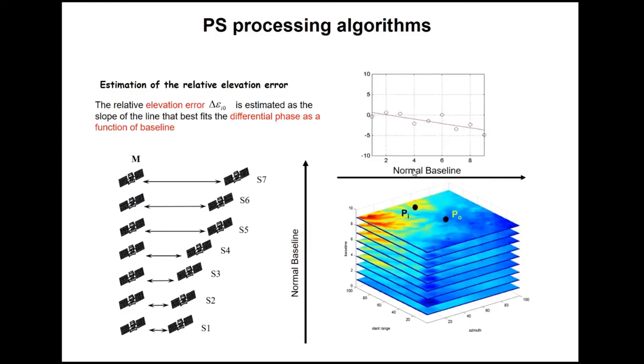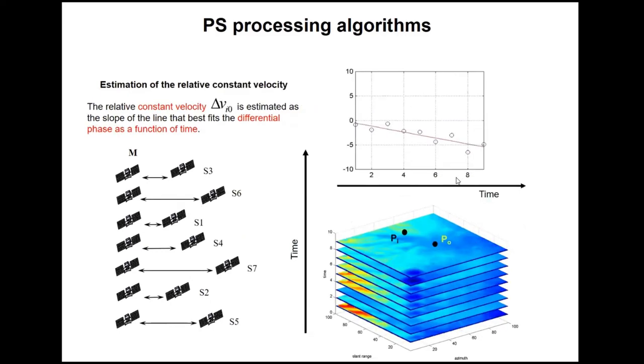So as a function of normal baseline, we have the phase, and we fit a line here. In that case, we can estimate the relative contribution and the residue contribution from topography as a function of normal baseline. And as a function of time, we do the same to estimate the relative velocity. So we can estimate the residue of topography and the relative velocity.